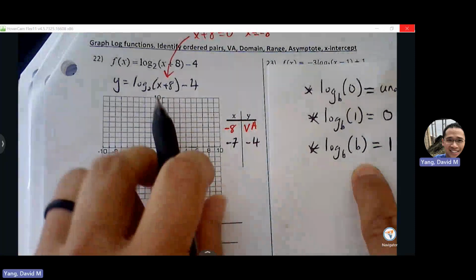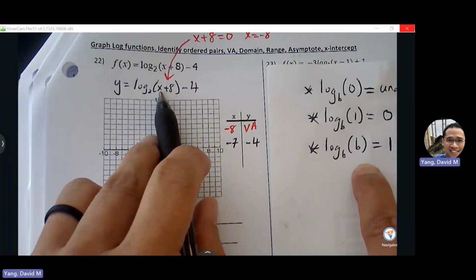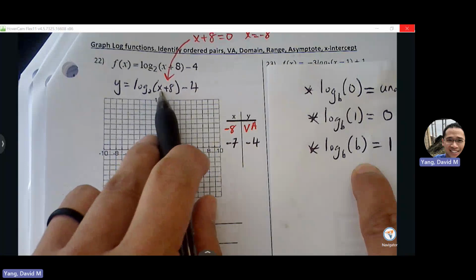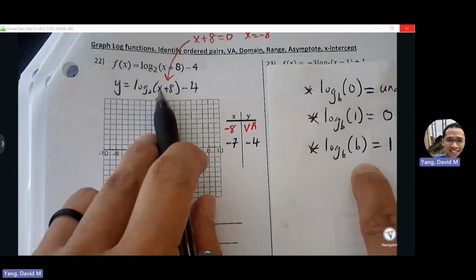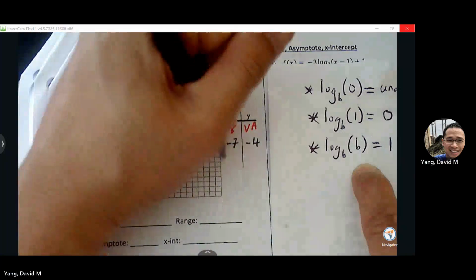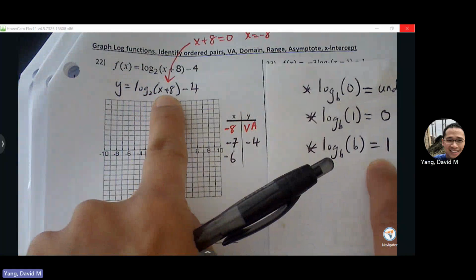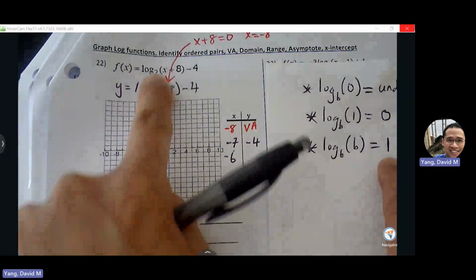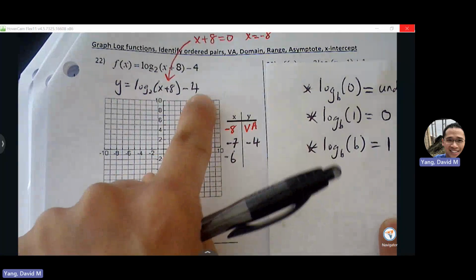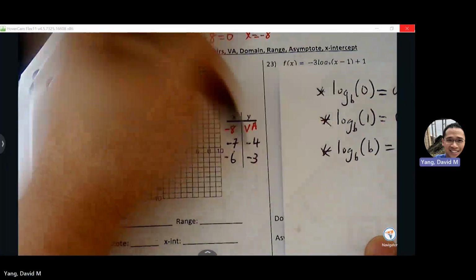Third property here. What can I choose for x that will cause these to be the same value? -6, right? -6 plus 8 is 2. What's log base 2 of 2? 1, right? The bases match, it's equal to 1. So this is equal to 1. 1 minus 4 is -3.